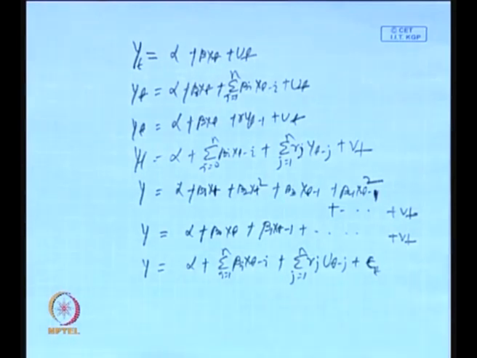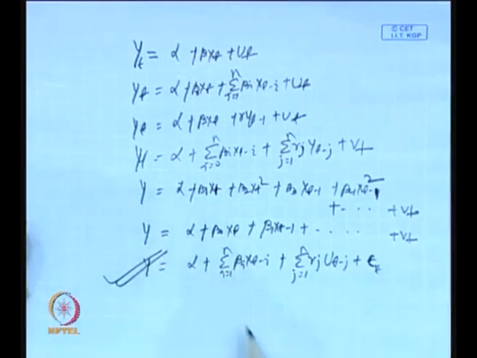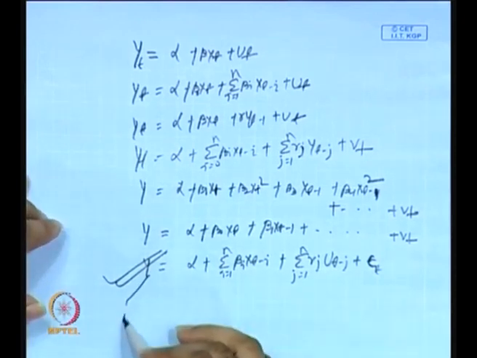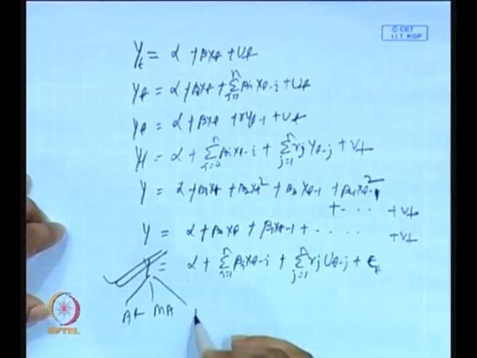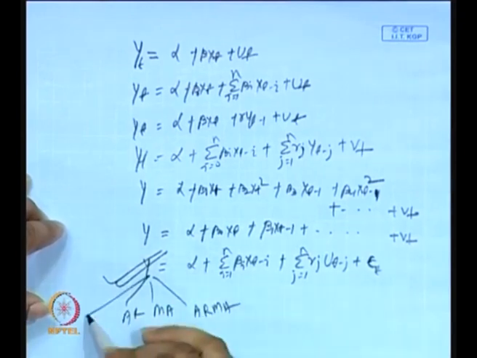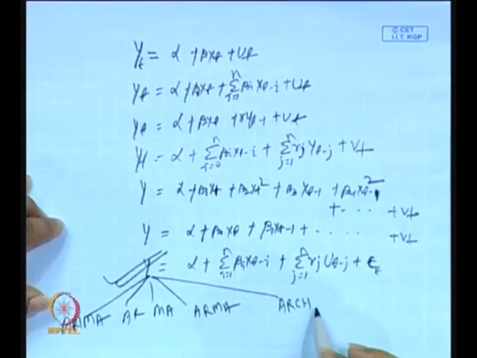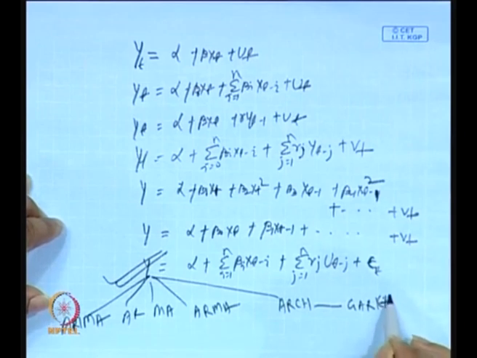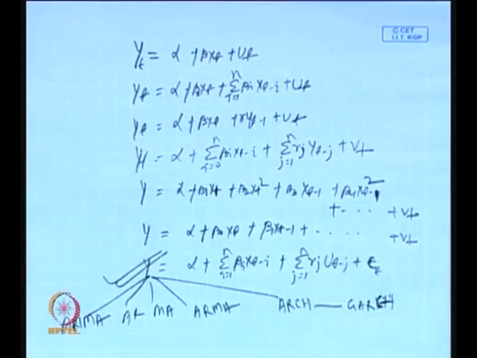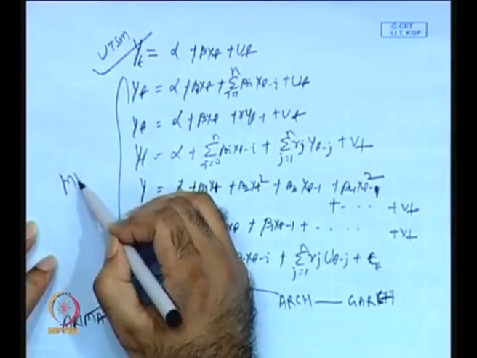So, we have to explore various aspects. In the last class, we discussed these types of models: autoregressive, moving average, ARMA (autoregressive moving average), then ARIMA (autoregressive integrated moving average), then ARCH models, and also GARCH models, generalized autoregressive conditional heteroscedasticity. So these are the components we discussed in the last couple of lectures. This is univariate time series modeling, and these are called multivariate time series modeling.